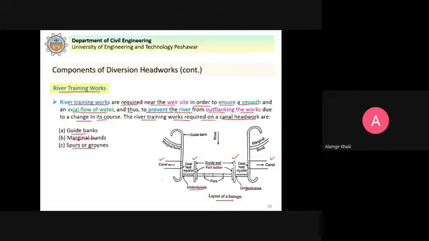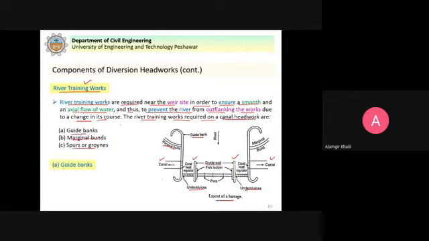And in between we have the weir proper or the barrage section. Clear? This all is the barrage section here, but this is the main weir. So that is in between now. Coming to the river training works, you see here this guide bank and marginal bunds. The idea is that these are required near the weir site in order to ensure a smooth and axial flow of water. Clear?